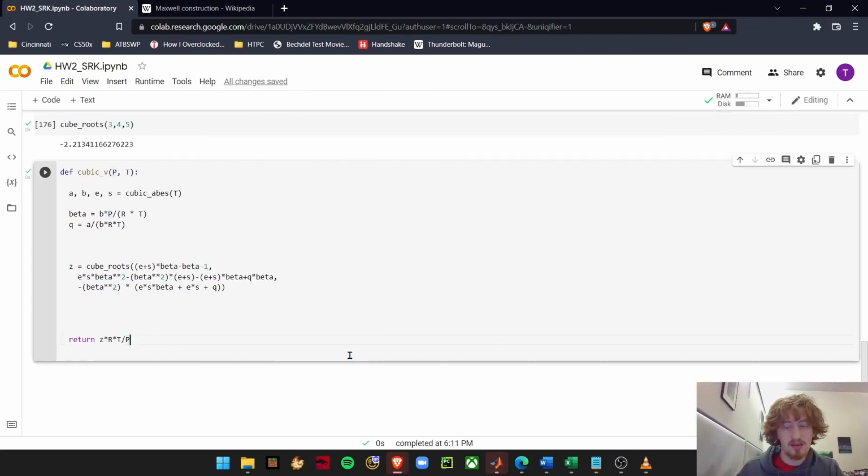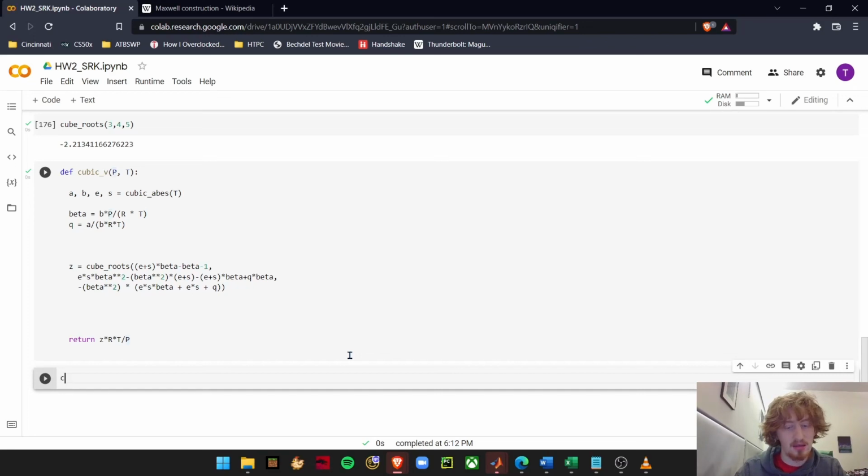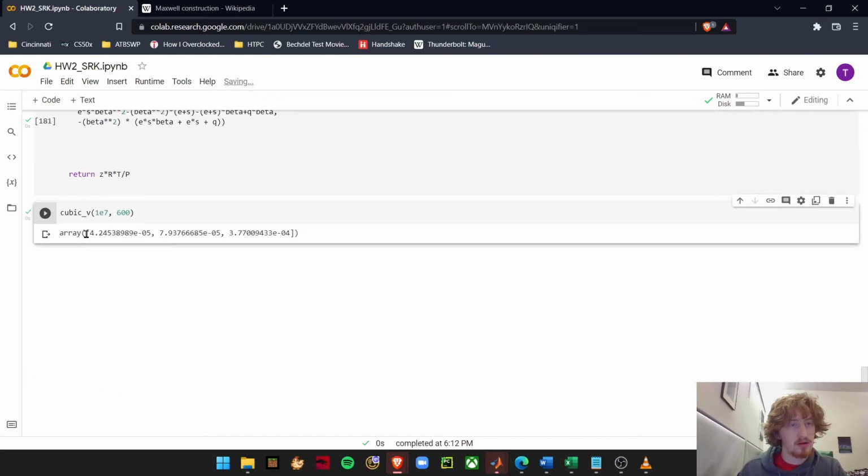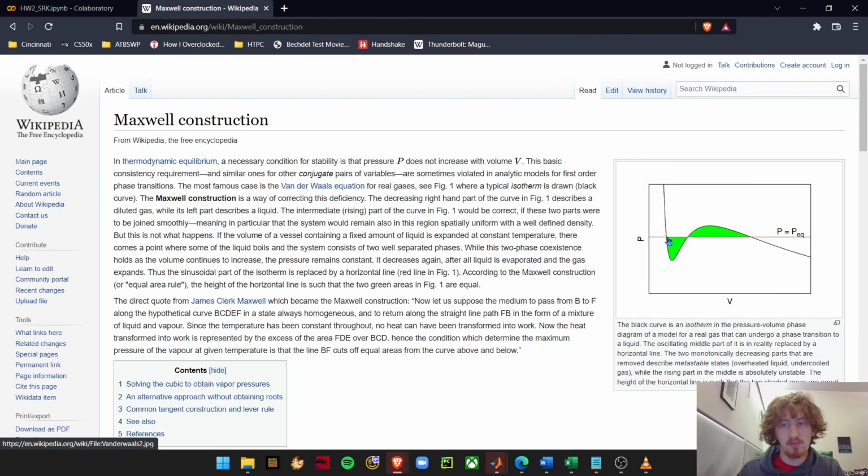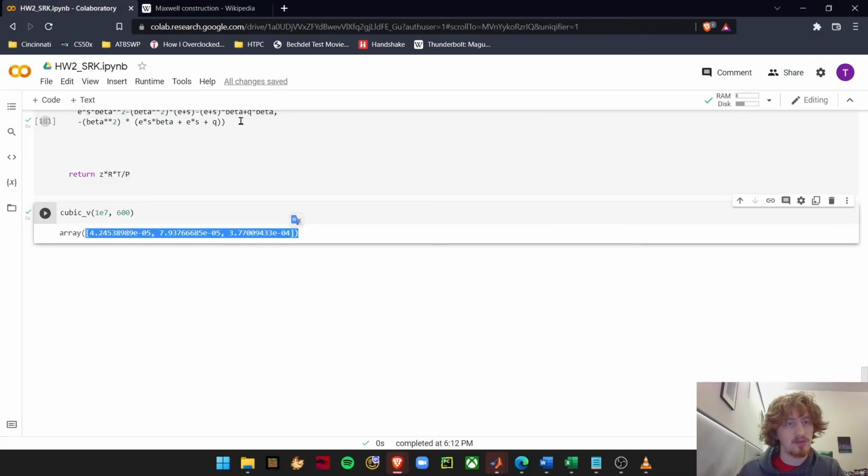So we can go ahead and try this. And if we want to try this at a pressure of 1E7 pascals, and it'd help if I got that. I'm just really struggling with parentheses today. If we got this at a pressure of 1E7 pascals and 600 Kelvin, these are our 3 specific volumes. And again, these correspond to this point, and this point on our Maxwell construction.